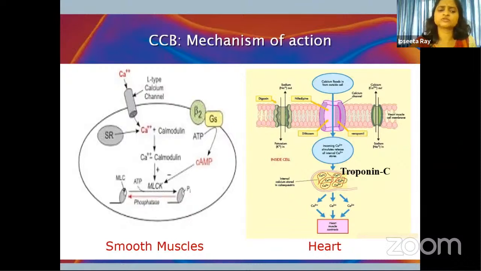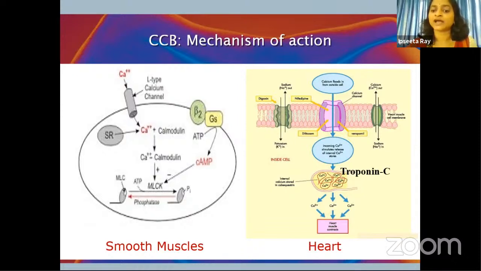We know that in the smooth muscles, calcium has a role to play in smooth muscle contraction. And in the heart, it plays an important role in myocardial contraction. So when we block the entry of calcium, it will cause smooth muscle relaxation, causing dilatation of the arteries and the veins. When we talk about calcium channel blockers, they are mainly dilators of the arteries.